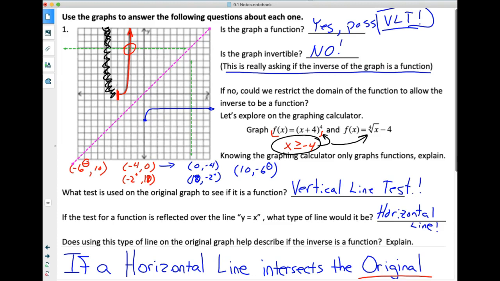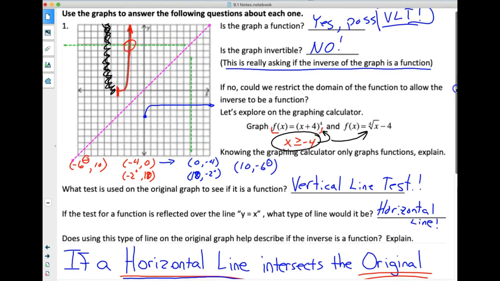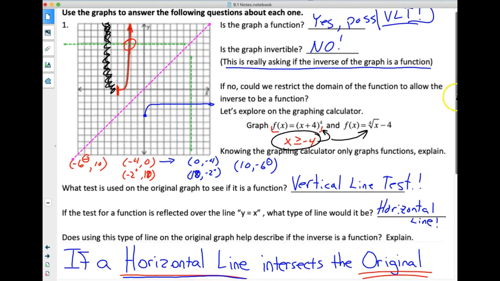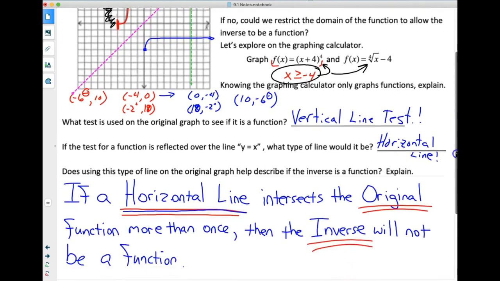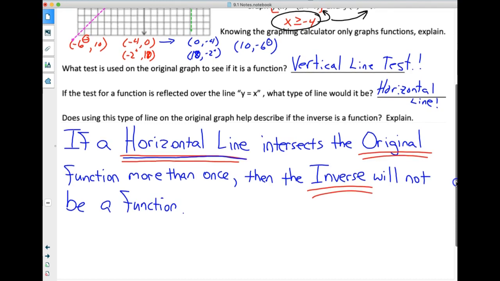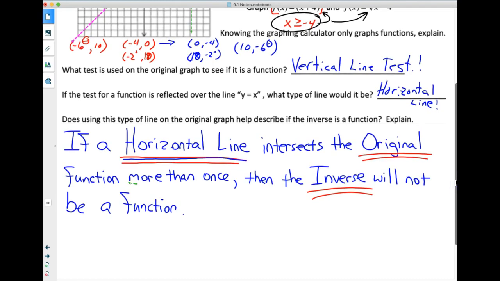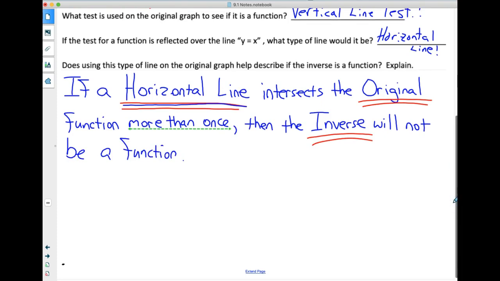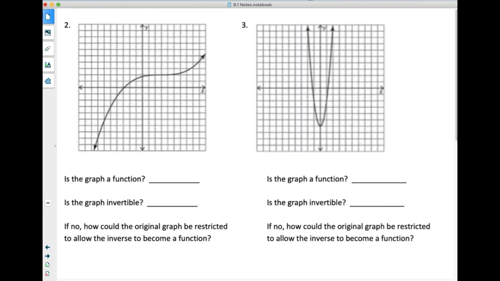Okay, so that's what the horizontal line test does. The horizontal line test on the original function: if it passes that, touching it in no more than one place, then its inverse is a function. But if it hits it in more than one place, then the inverse will not be a function. So that's what we were looking at here. From there, we got two examples, and that's it.